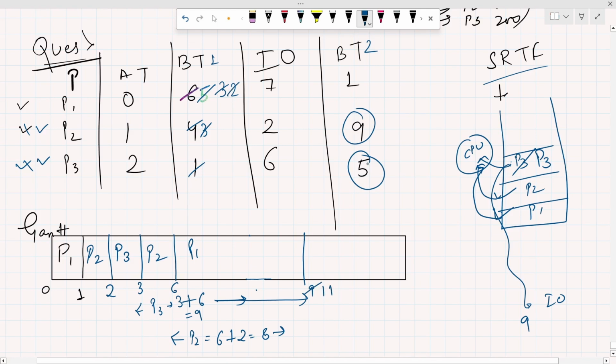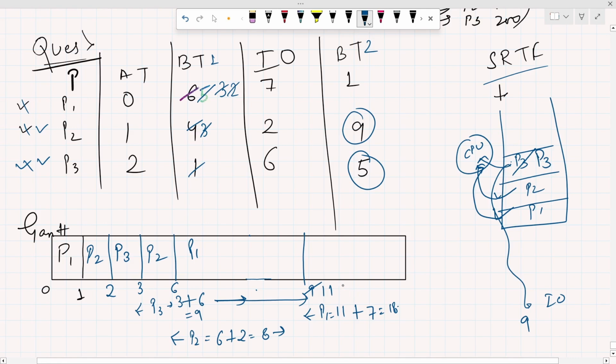So till 11, P1 is completed and it goes for an IO operation. The completion time for P1 is 11, and the IO operation time is 7. 11 plus 7 is 18. So till 18, P1 performs the IO operation.